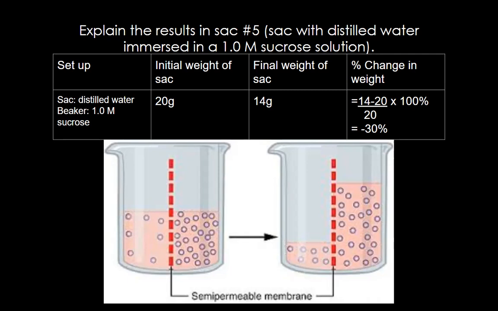And thus, since sucrose cannot pass through the cellulose sac because it is a semi-permeable membrane and sucrose is a large molecule, water will be the one to move. And since there's more water or there's a lower concentration in the sac, the water will have a tendency to move out, and thus the sac will become lighter over time. Okay, I repeat, this is because water moves from an area of low concentration to an area of high concentration. And since the sac has a lower concentration than the beaker, the water from the sac will move out. Okay, and thus it becomes lighter over time.